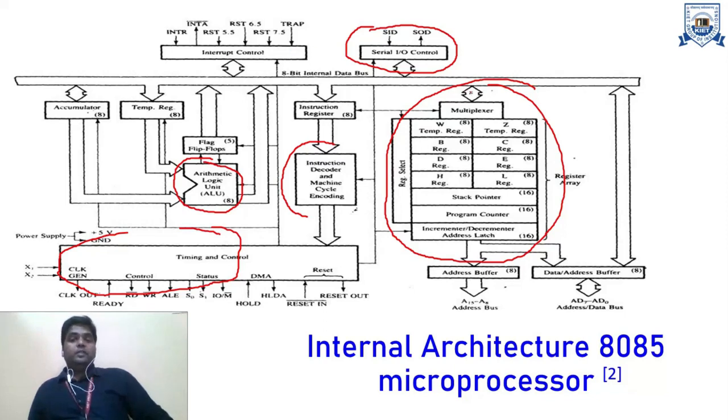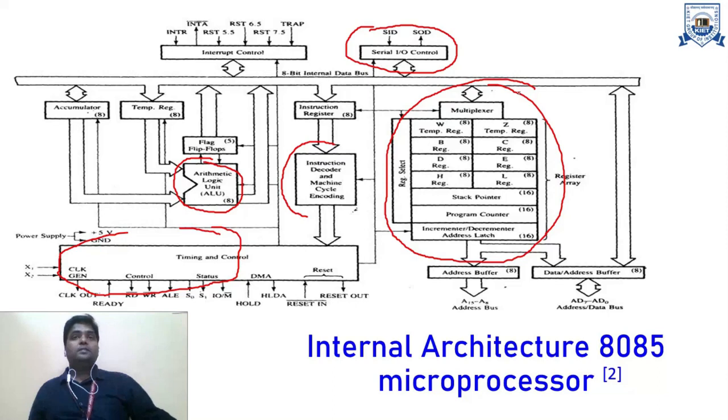If you are talking about the register array, these are basically the registers: WZ, BC, DE, HL, stack pointer, and program counter. We also have some more registers, that is the accumulator register, temporary register, and instruction register, which are also used. These registers are divided into two parts. The first is known as the general purpose register, and the next is known as the special purpose register. General purpose registers are the registers available to the programmer, that is, to us. If we are accessing a particular register, that is a general purpose register.